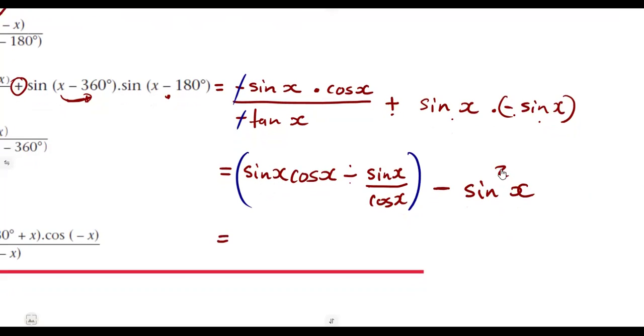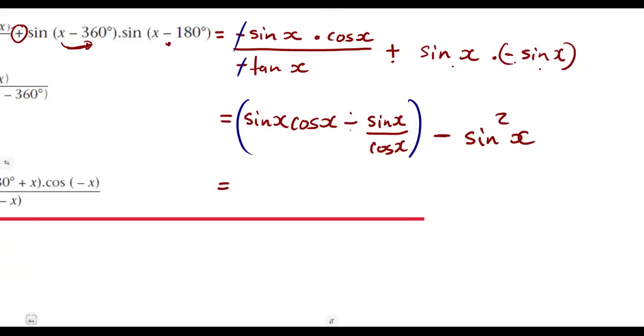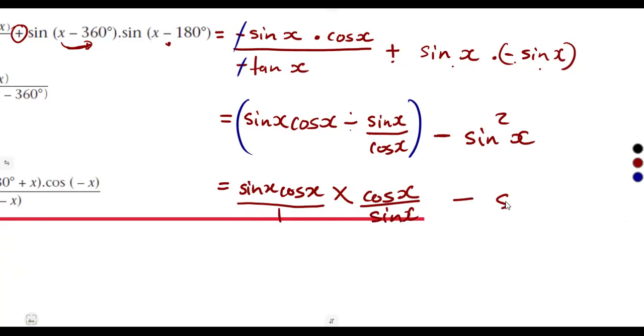Remember, if you are given a division, introduce a multiplication. So we are going to have sine of x, cos of x times. The moment you multiply, you invert the second fraction. So it will be the cos of x over the sine of x. Remember, over 1. This is same as over 1. And we're going to subtract what? The sine squared of x. Okay, let's see the miracle that is going to happen here.